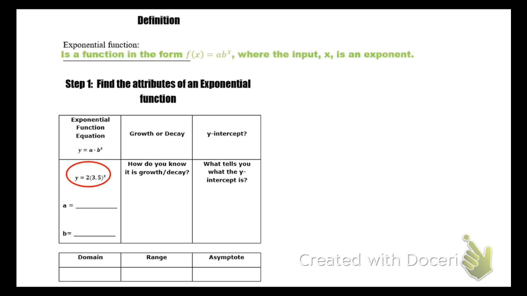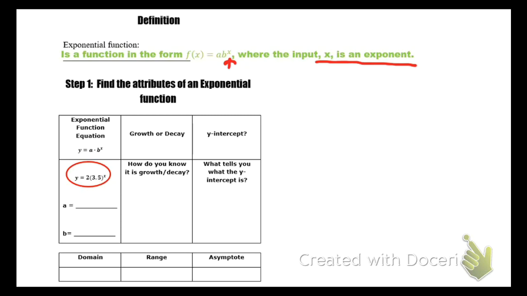An exponential function is a function in the form f of x equals ab to the power of x, where the input x is an exponent. So x is in the exponent position. So now that we know that, let's take a look at step 1, finding the attributes of an exponential function.